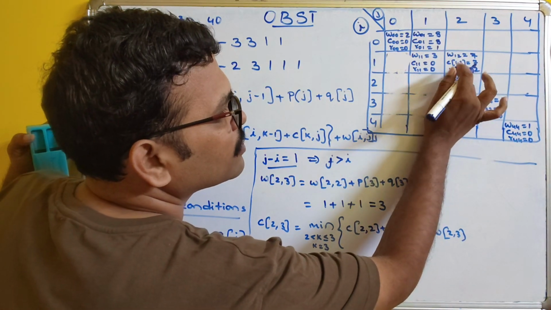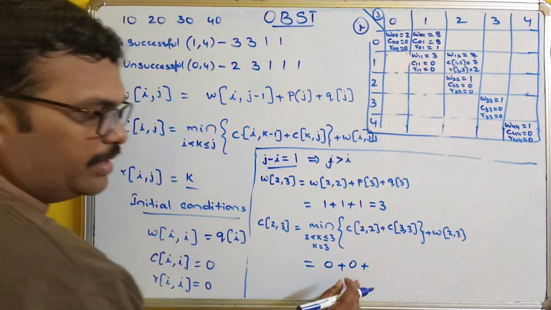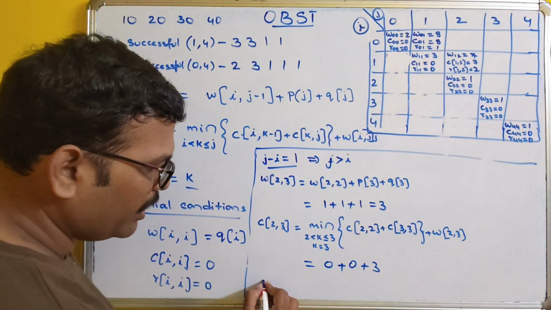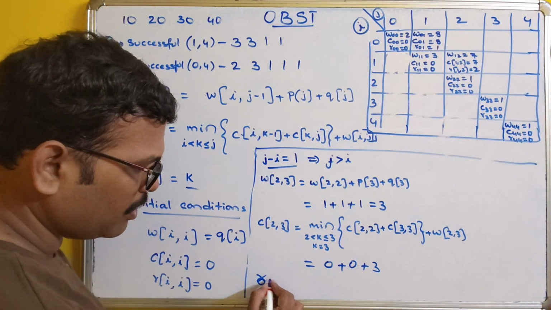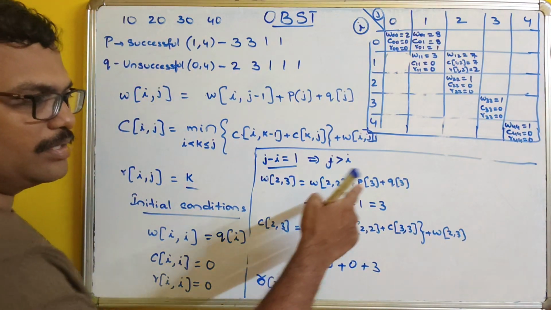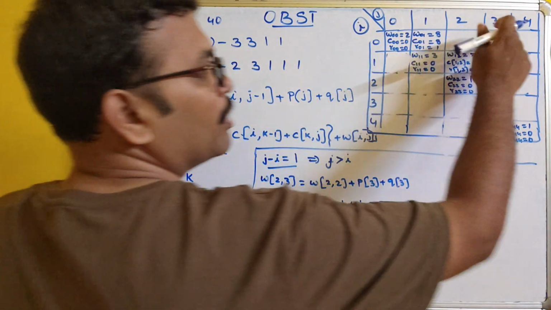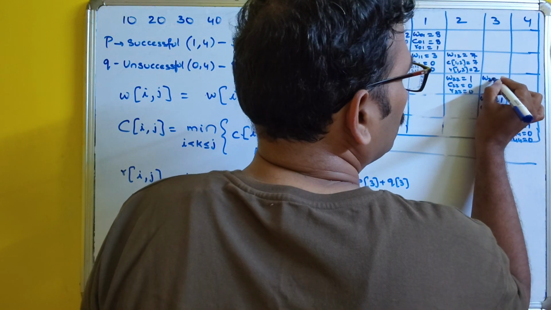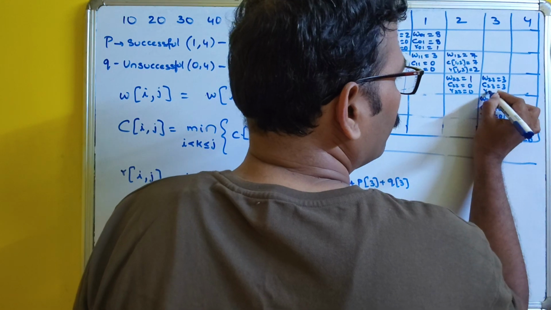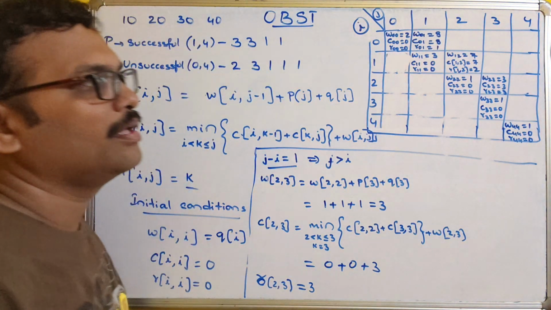So this is 1 comma 2. W of 2, 3 is 3. And R of 2 comma 3 will be k. K has only one value here, that is 3. So 2 comma 3, this place: W of 2, 3 is 3, C of 2, 3 is 3, and R of 2, 3 is again 3.